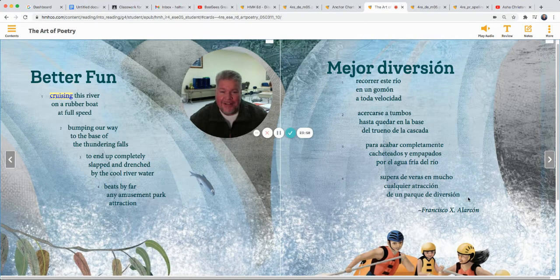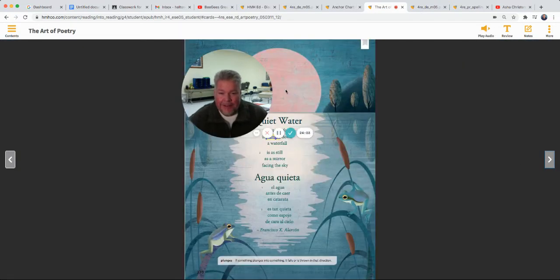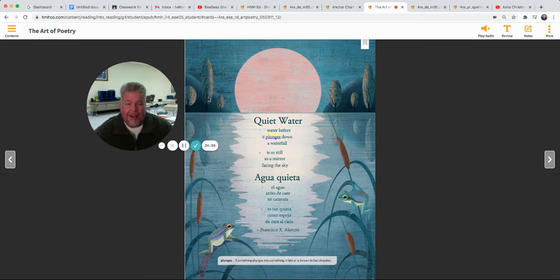Well, there it is in Spanish and English. English and Spanish. Okay, next poem. We've got the same thing again. Got a different kind of water. We had the fast-moving water in the last poem, and now we've got quiet water. Water before it plunges down a waterfall is as still as a mirror facing the sky. Oh, we've got a simile there, don't we? It's comparing water to a mirror, it's as still as a mirror. So when we use like or as, we have a simile. So water being still, quiet water is like a mirror, it says, facing the sky.